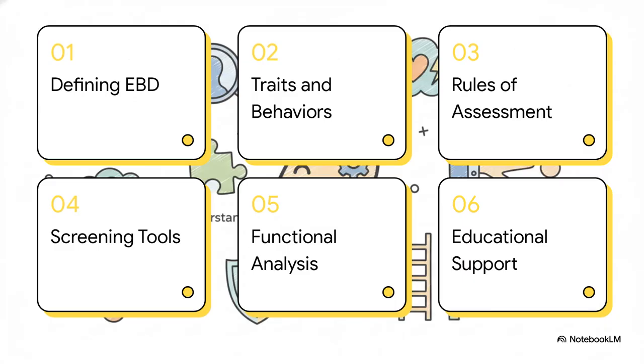Here's our roadmap for today. We'll be hitting 1. Defining emotional behavioral disorder, 2. Traits and observable behaviors, 3. The rules of assessment, 4. Screening and observation tools, 5. Functional behavior analysis, and finally, 6. Educational approaches and support. Let's get to it.